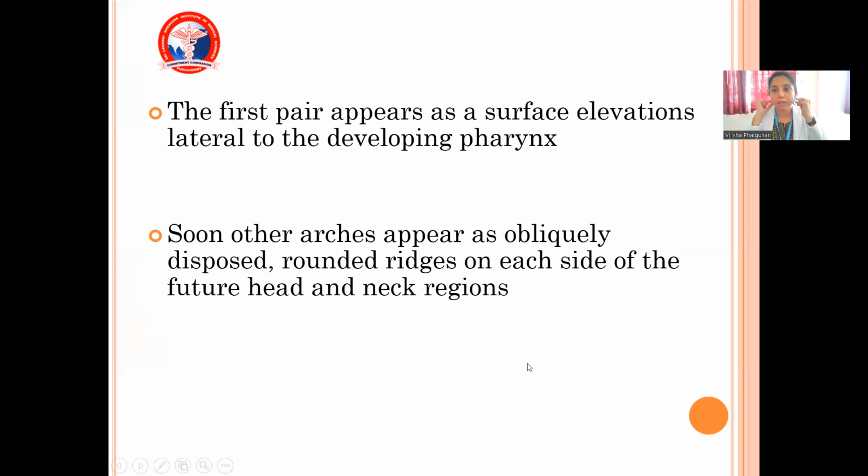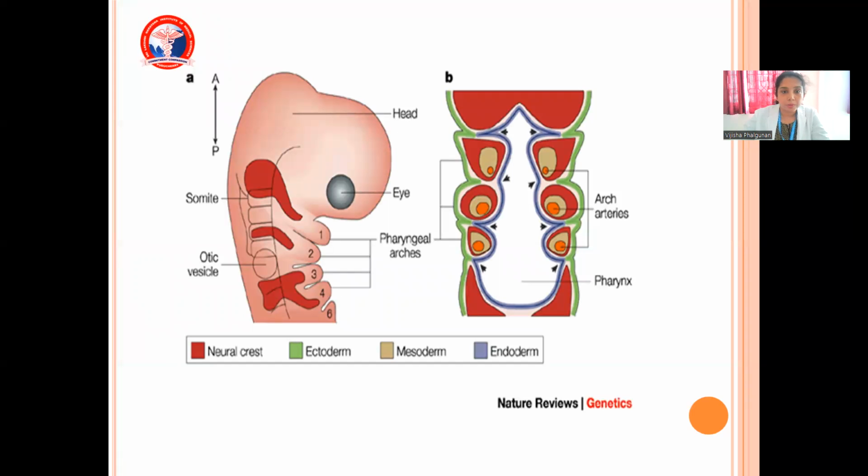So the rod-like thickenings are placed in an oblique manner on either side of the foregut where the pharynx is going to be formed. As the first arch has appeared, immediately the other series of arches will start developing near the head and neck region. This is how it is. See here, one arch, a second arch, third arch, fourth arch, fifth arch, sixth arch. A series of arches will start developing in your future head region.